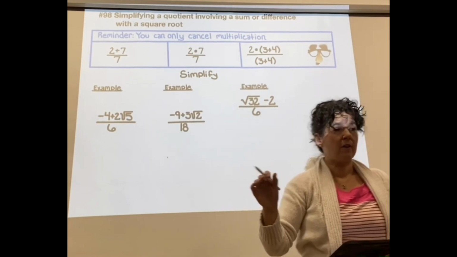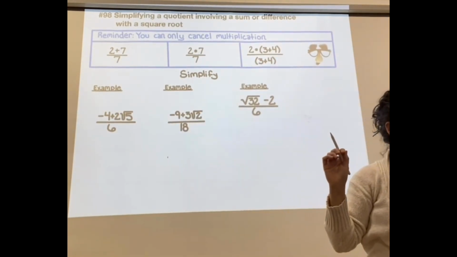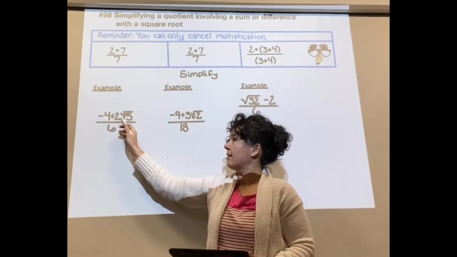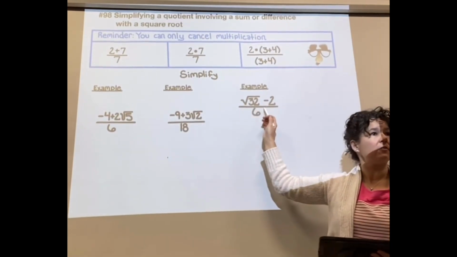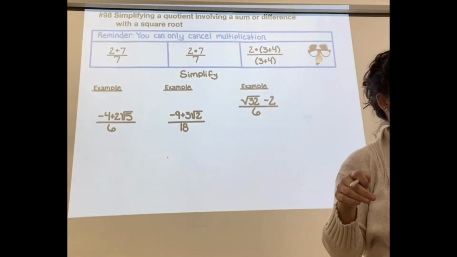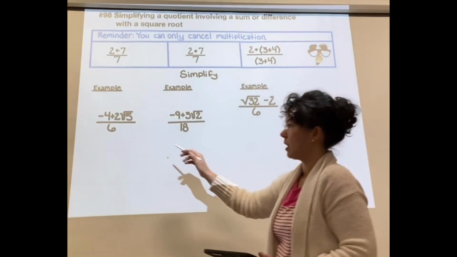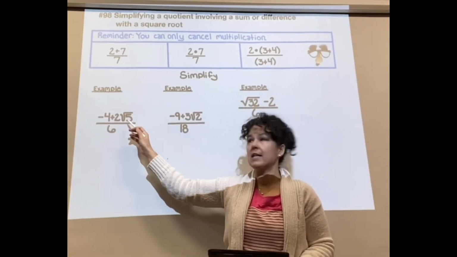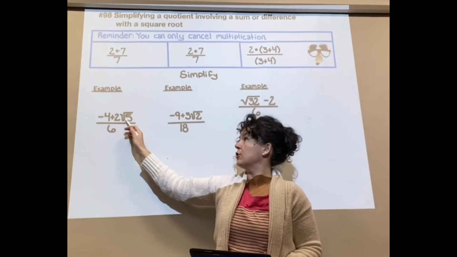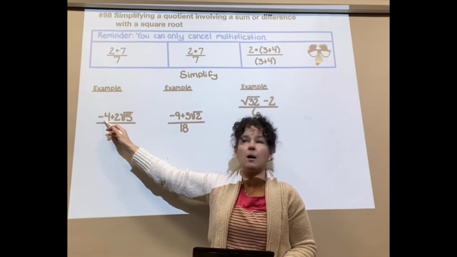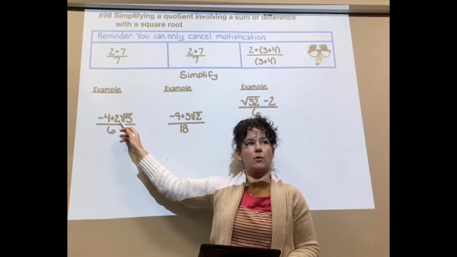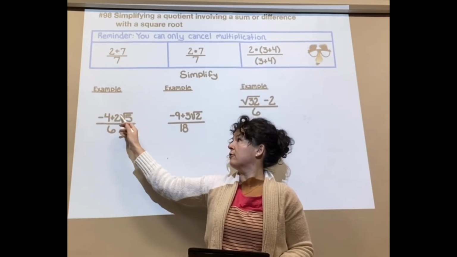If we want to simplify these problems, we need to turn this into multiplication because right now I have addition, and I have subtraction. And the way that we turn something into multiplication is factoring. So in this first one, if I want to turn this numerator into multiplication, I have -4 in the front and 2√5. So what's the number that's in common to 4 and 2? What will fit into both? Yeah, 2.